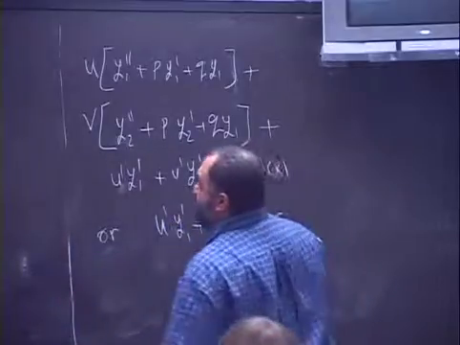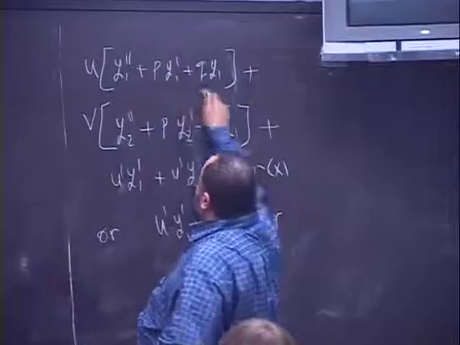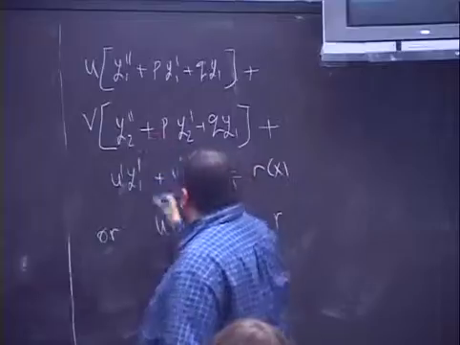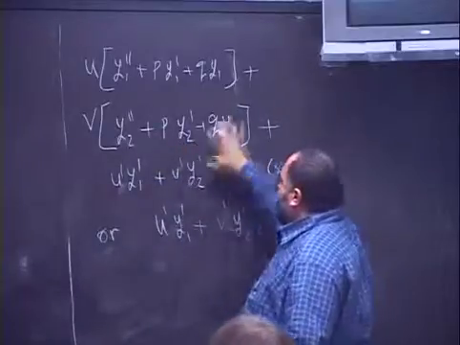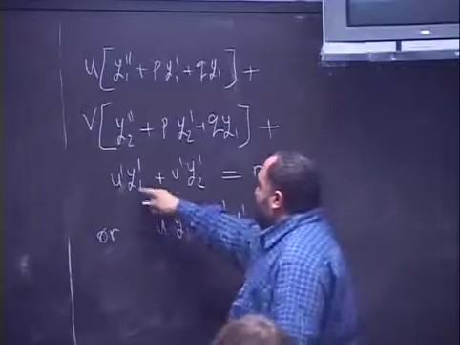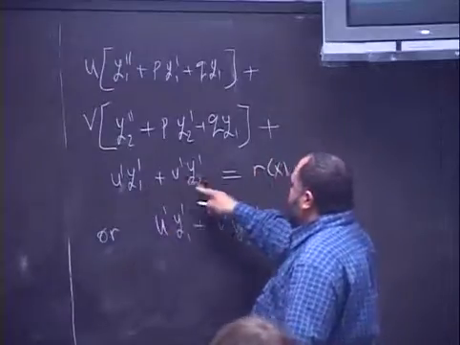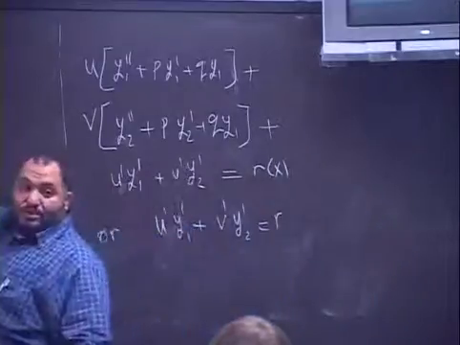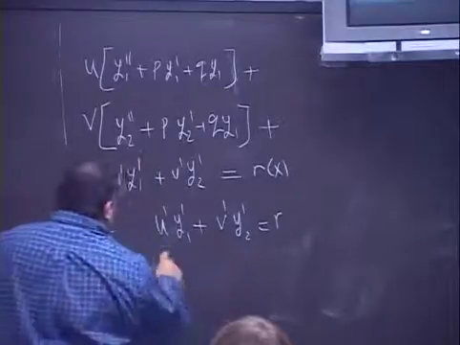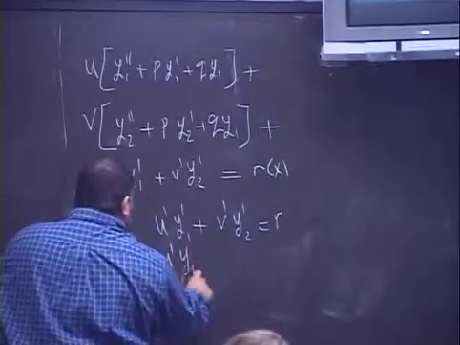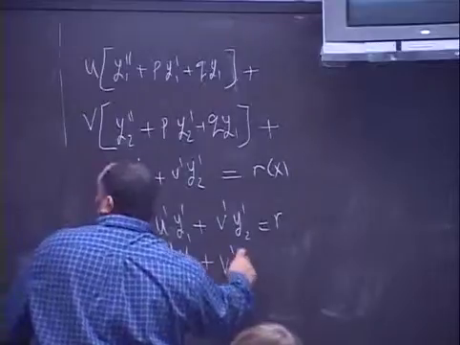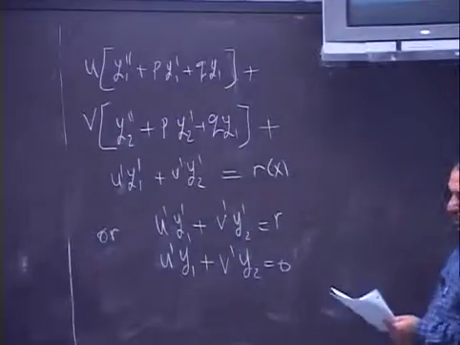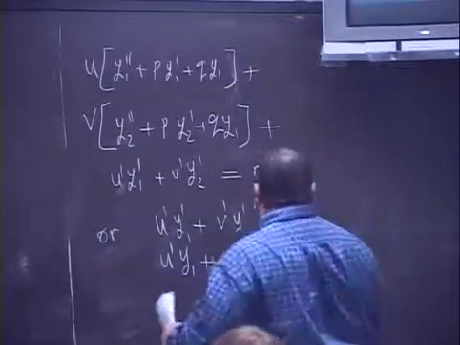Of course, this equation is equal to what? r here and r here. When you simplify this equation, you will reach this: u prime y1 prime plus v prime y2 prime equal to r. And what's the condition that we impose here? u prime y1 plus v prime y2 equal to what? 0. So those are two equations in two unknowns.